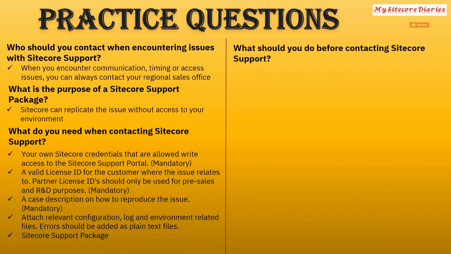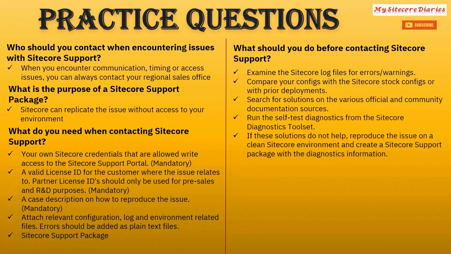What should you do before contacting the Sitecore support? First thing is examine the Sitecore log files, to see if there is any error or warning which you can solve. Compare your config files with the Sitecore stock config files from the prior deployment. When you do the deployment and there is a failure, compare the default configuration file with your deployed configuration file. Is there any change? Search for a solution on the various official community and documentation sources.